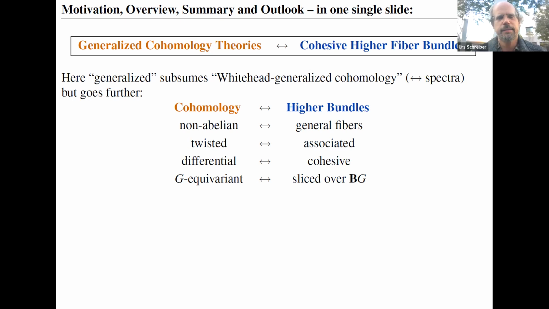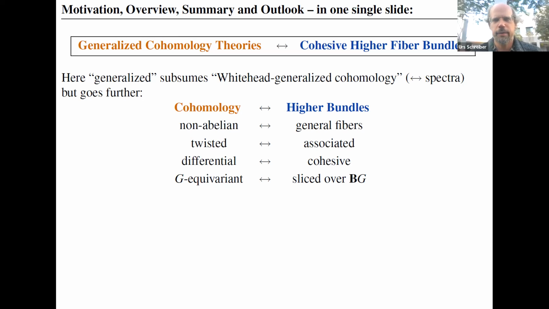So it's concerned with non-abelian cohomology, and this will be the fact that our fiber bundles, those higher bundles, have general fibers, not necessarily fibers that are themselves higher abelian groups, but could be non-abelian groups. The cohomology theory is going to be twisted, and that is actually reflected in the fact that you have bundles in the first place. So that say principal bundles. Then there's differential and equivariant aspects of these cohomology theories, which is where the equivariance of these higher bundles comes in.